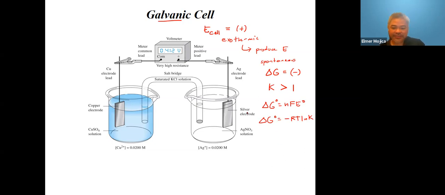Okay? So this is how you relate the delta G with the cell potential. A positive cell potential means a negative delta G. A negative cell potential means a K that is more than 1. Or a positive cell potential means a K that is more than 1. So yan yung galvanic cell. Okay, so that's the one that has a spontaneous reaction to produce energy.